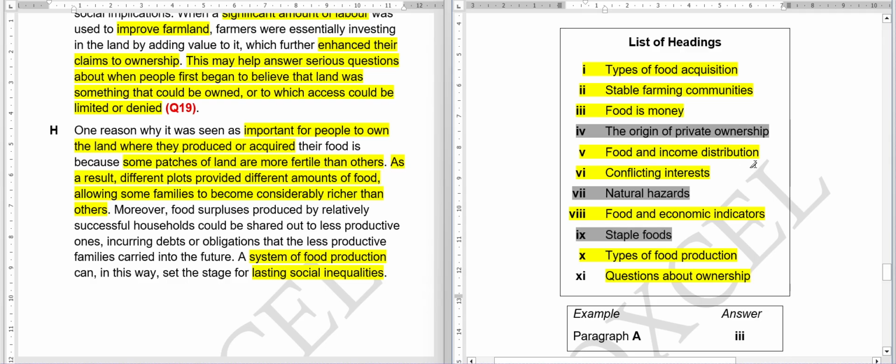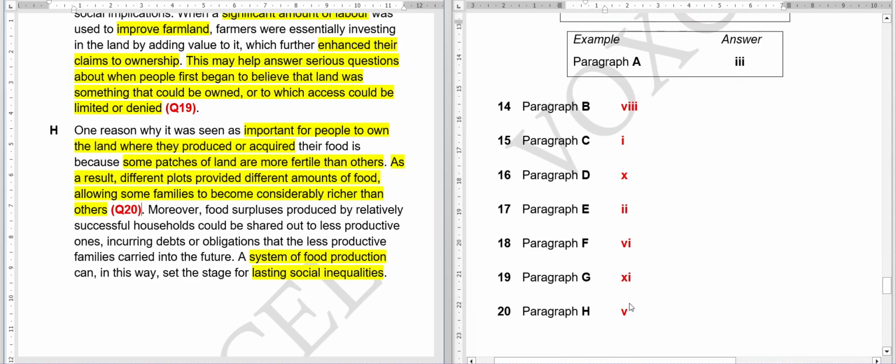Clear? So where it is written food and income distribution, can you tell me? Yes, here it is written: as a result, different plots provided different amounts of food, allowing some families to become considerably richer than others. So here it is mentioned. This is question number 20. I hope it is clear why it is the fifth option.